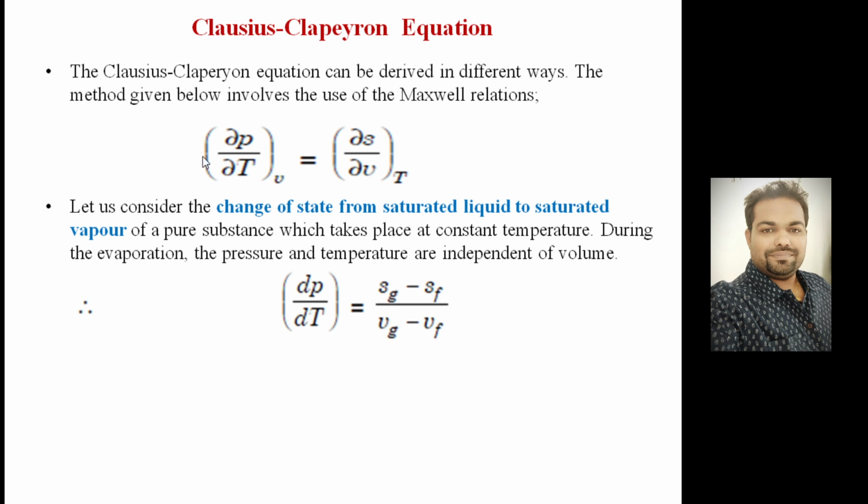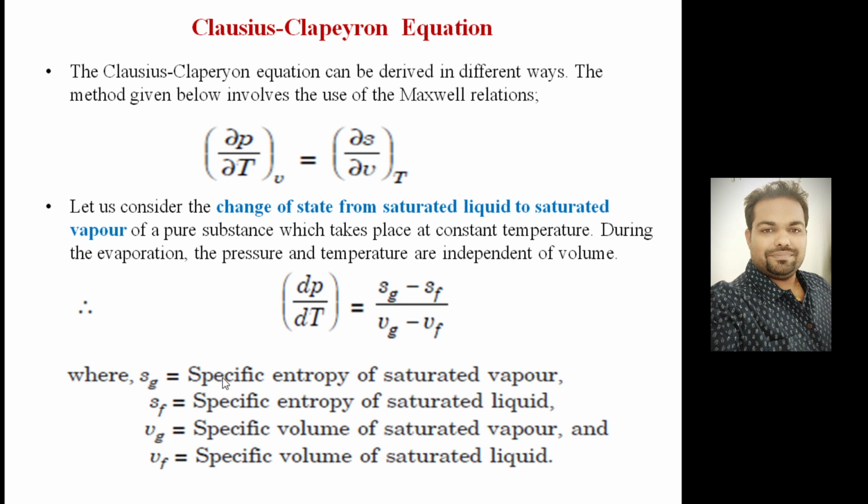So we can say dou P by dou T is nothing but the change in entropy between the gas and liquid, so Sg minus Sf divided by Vg minus Vf. If you look at this term, this is the specific entropy of saturated vapor and this is the specific entropy of saturated liquid. Similarly, this is the specific volume of the saturated vapor and this is the saturated liquid specific volume. So in another way we can say this is Sfg, this is called Vfg. Clear or not? So everything is there, specific entropy of saturated vapor, saturated liquid.